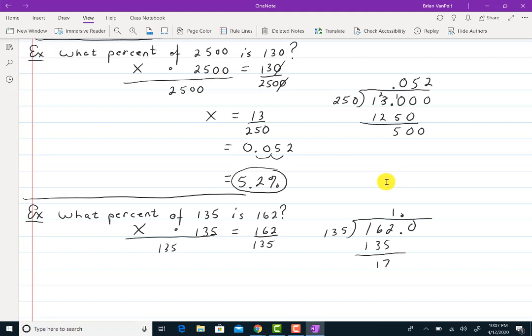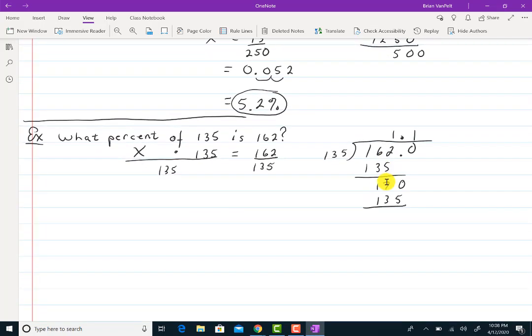Add a 0 and then bring 1 down. 135 does not go into that exactly. Let me see. It goes into 170 once. And then let's see what we have. I've got 35. Add a 0, bring down a 0. And then 135 goes into that exactly how many times?